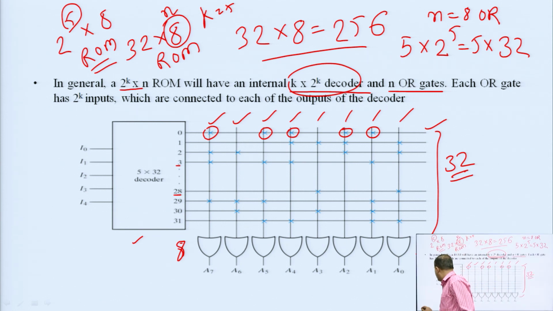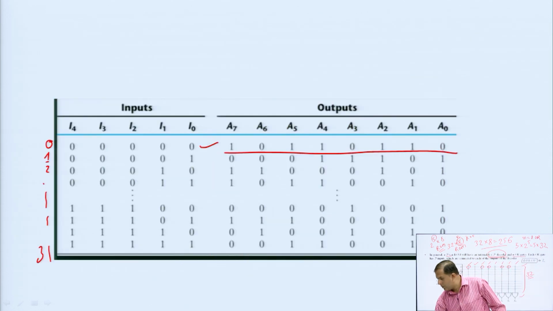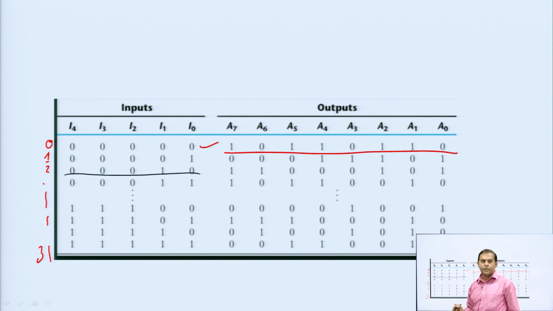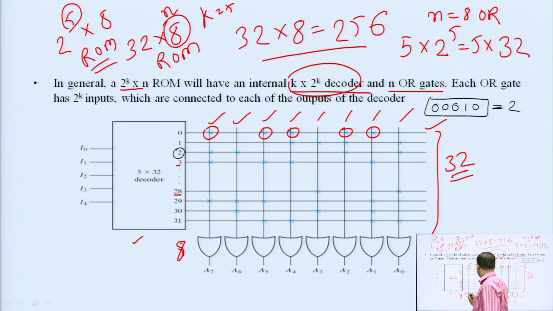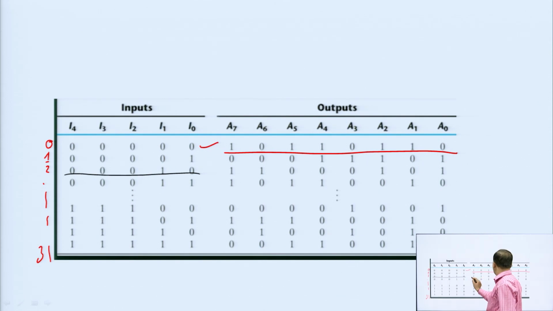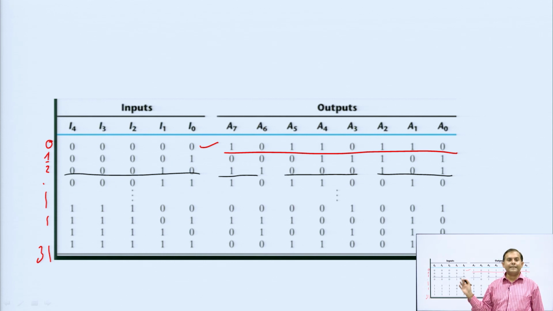So, suppose we are going to check for 2. 2 means 0 0 0 1 0, this is for the 2 input. For that we can check the output here: A7 1, A6 1, A5 0, this line we have to check, then 0, then 0, then 1 0 1, and so on. Got it. So, like that we make a tentative truth table. Okay. So, here we can check.